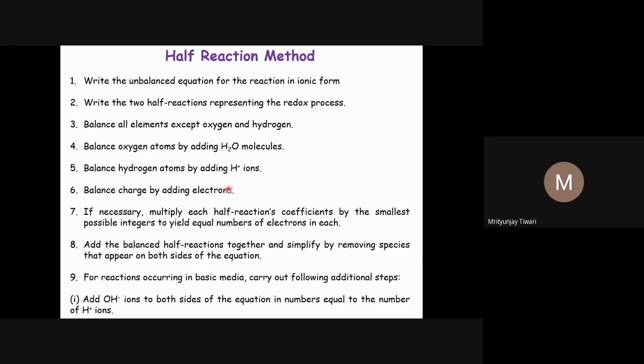In the previous method, we balanced the charge by adding H plus and OH minus ions, depending on which medium the reaction is happening in. Here we balance it by adding electrons, and if necessary, multiplying each half reaction's coefficients by the smallest possible integers to yield an equal number of electrons in each. So in this step, we make the number of electrons equal in both half reactions. Why do we need to do that?